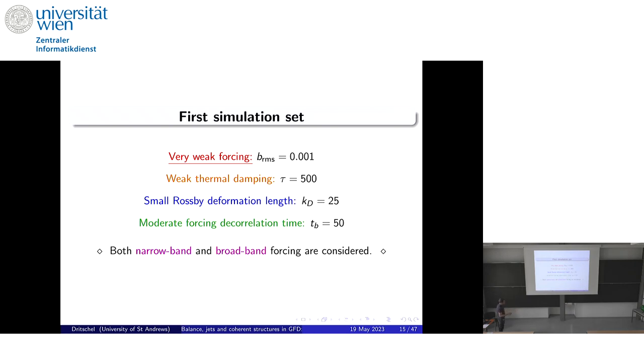The smallest deformation radius or length that we've taken, the smallest deformation length, the highest deformation wave number of 25, and a moderate, this doesn't really matter here, decorrelation time. But the main thing is to look at what the effect of narrowband and broadband forcing are.